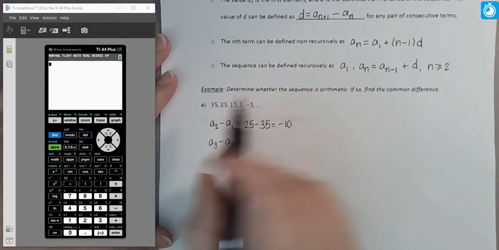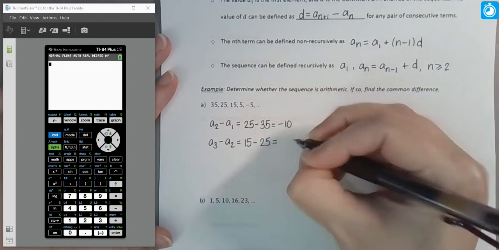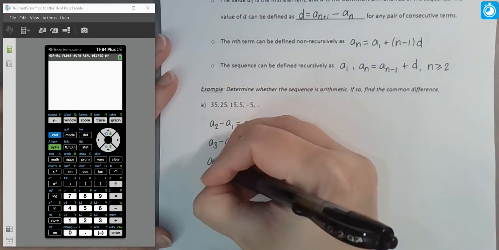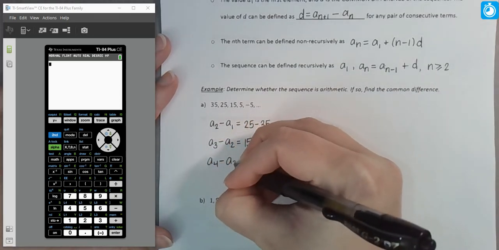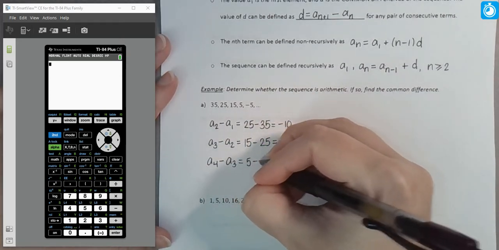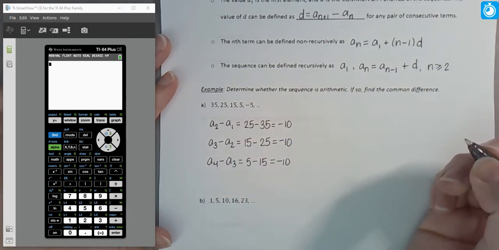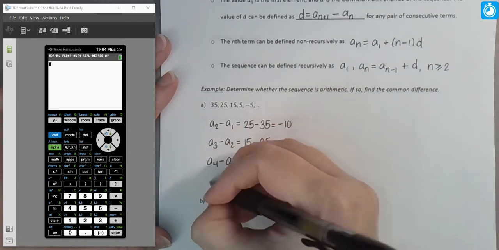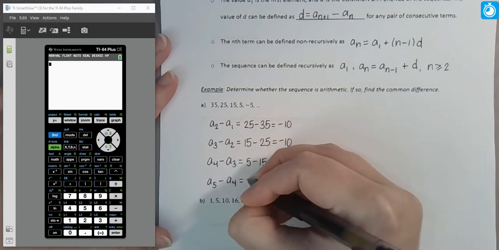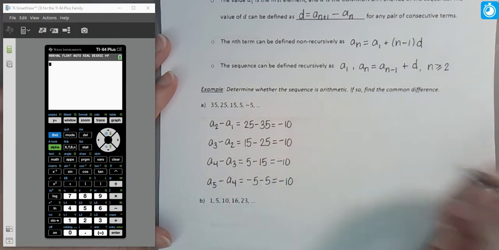Well, that's going to be 15 minus 25. And sure enough, 15 minus 25 is also negative 10. Okay, what about the next pair? So a sub 4 minus a sub 3. Well, a sub 4 is going to be 5. So 5 minus 15, also negative 10. And then we've also been given a sub 5, so a sub 5 minus a sub 4. That's going to be negative 5 minus 5, which also gives us negative 10.